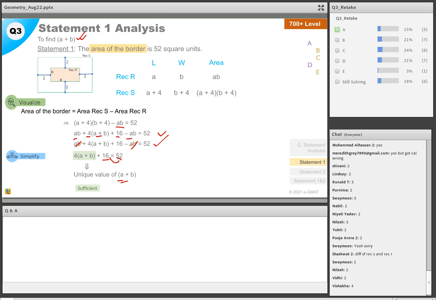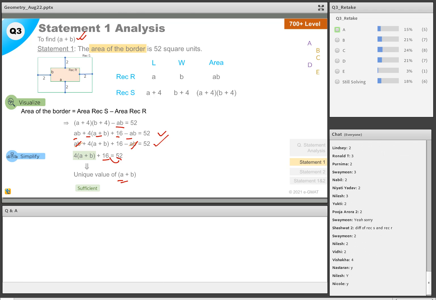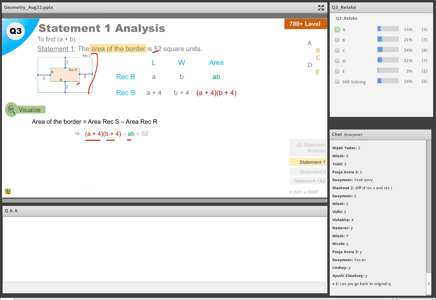Tell me, is this clear up till this much? Is the solution clear up till this much? Okay, perfect. The next point, can you get back to the original question? Surely, I'll just show you the original question once very quickly.